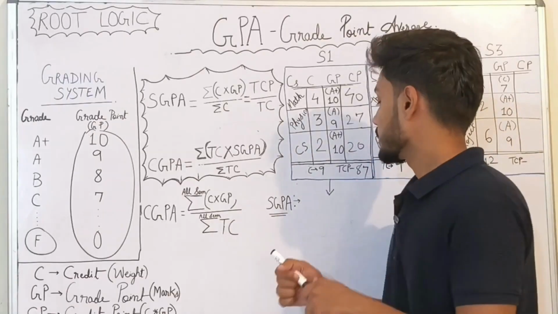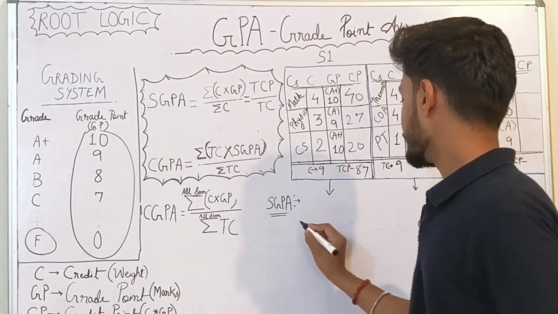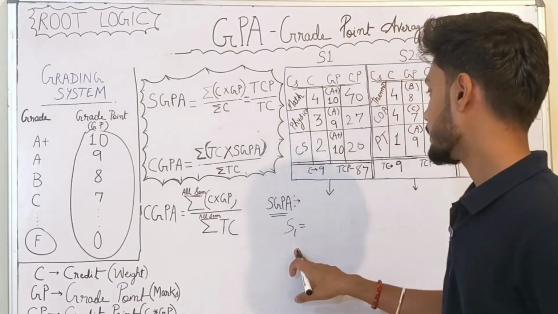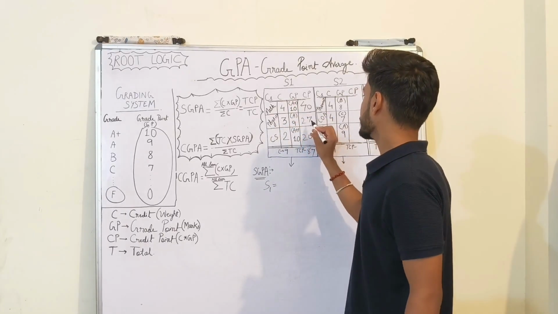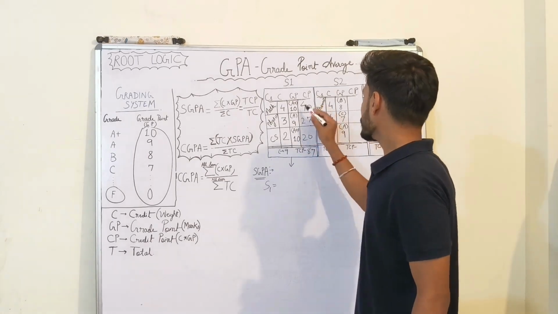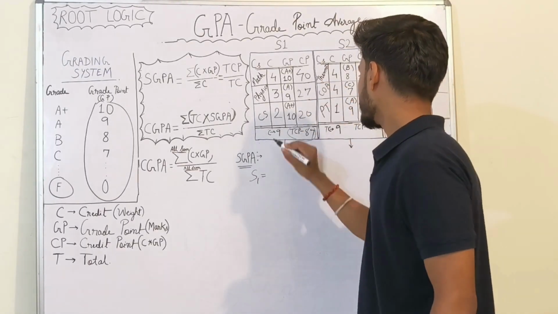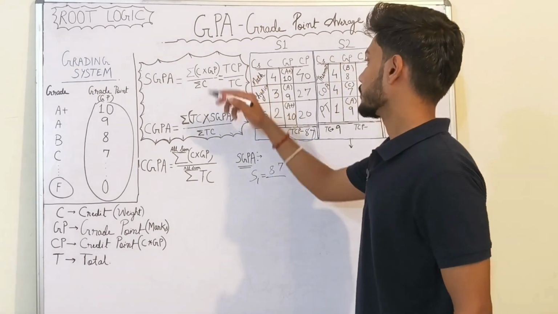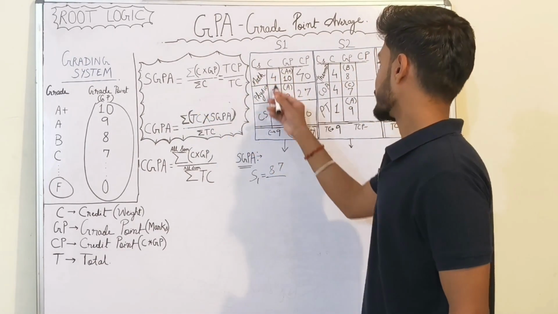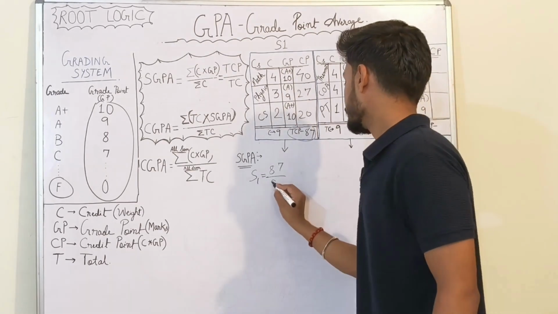So let's continue. We'll calculate SGPA for the first semester, by S1 I'm representing it. We have already multiplied: 40, 27, 20. Now what we have to do is the sum. We have already done that. Total credit point is 87. Divide by the summation of all the credits, which is 9.